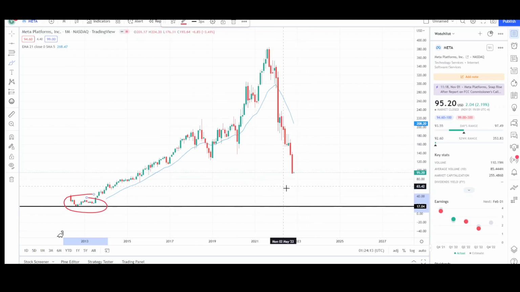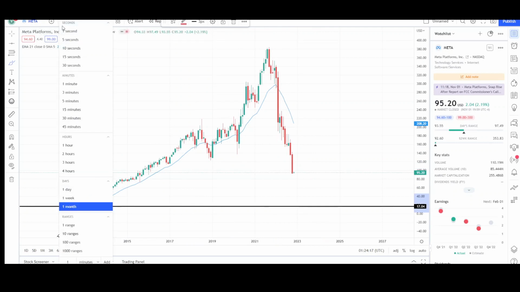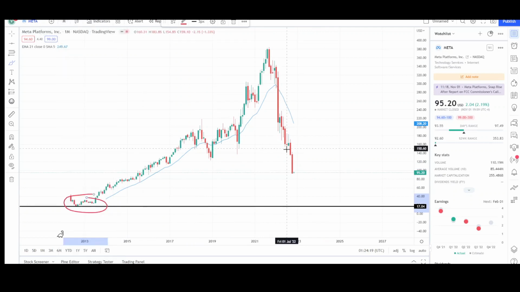I'm looking for lower price targets. I believe my first one is right around that $70 level, and then that $40 level. I don't think we have bottomed. It's not likely, but I give you guys an update every Tuesday. So that's all I have for Meta Platforms. Let's see if we can actually see some pullback action take place, or we're just going to continue to slam down.